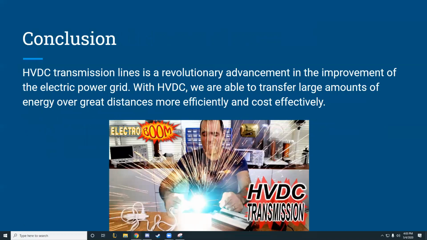And then in conclusion, high voltage DC transmission is a revolutionary advancement in the improvement of the electric power grid. With high voltage DC, we are able to transfer large amounts of energy over great distances more efficiently and cost effectively. And that is our project.